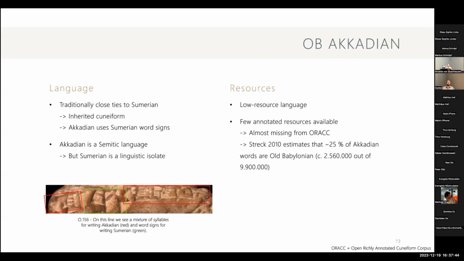Then we have the language of Old Babylonian Akkadian. It has very close ties to Sumerian. So I might almost say it inherited cuneiform from Sumerian. Akkadian uses a lot of Sumerian word signs, as we call them. Those are the logograms I talked about before. You can see here the example at the bottom. The 2 red boxes highlight syllabically written Akkadian words. And then the green box highlights two Sumerian word signs used to mean something in Akkadian.